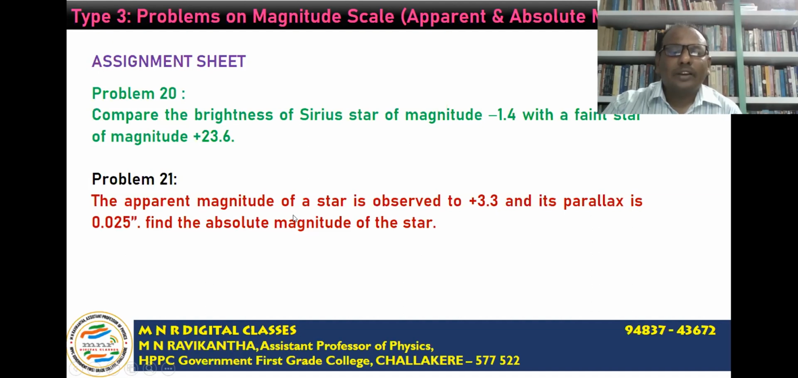The apparent magnitude of a star is observed to be plus 3.3 and its parallax is 0.05 arcseconds. Find the absolute magnitude. We know the relation between apparent and absolute magnitude: small m minus capital M is equal to 5 log D minus 5. Now D is not given. First find D using the formula D is equal to 1 by P, where P is the parallax angle in arcseconds. Then use that value to find the absolute magnitude.